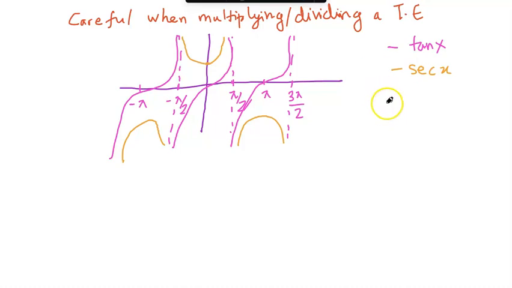And now we want to solve the equation tan x equals secant x. And so my question for you is, where do these curves intersect in this graph? So if they intersect anywhere, those would be the solutions of this equation, and if they don't intersect anywhere, that means this equation doesn't have any solutions.